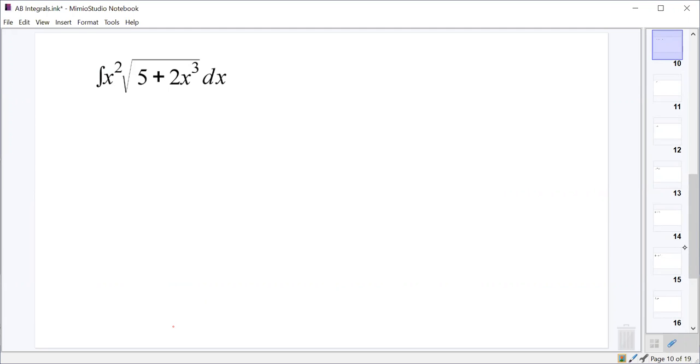Any thoughts on what I might want to substitute out of this? Everything under the radical. Okay. So we'll let u equal 5 plus 2x cubed. And that's a good choice because the more complicated piece of this is the root of 5 plus 2x cubed, and the part of it that makes it complicated is the 5 plus 2x cubed. What is du going to be?